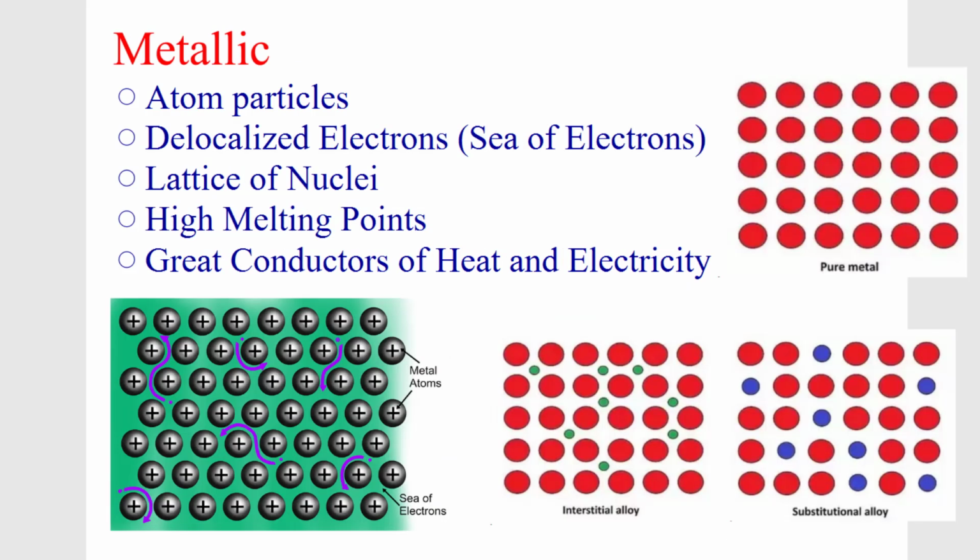The next strongest is metallic, and metallic are atom particles as well, but they have what's called delocalized electrons. Their electrons are not in one place, but they are in a sea of electrons. And so there's a lattice of positive nuclei, but the electrons are scattered throughout, which allows metallic solids to become great conductors of heat and electricity. And you can see, which also gives you high melting points. It makes metals able to be malleable and ductile. Malleable means bendable. Ductile means you're able to make them into wires.